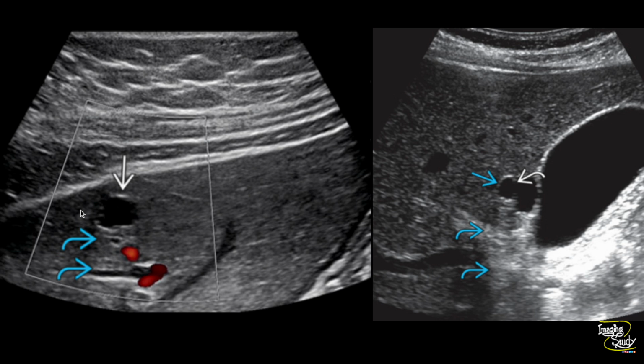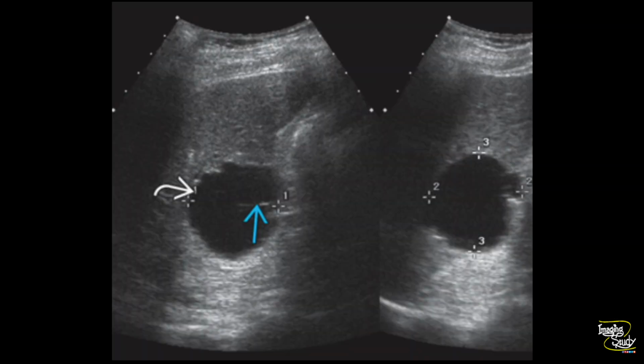Here on the left image, you can see a cystic lesion adjacent to the inferior border of the liver and no internal flow on color Doppler. On the right image, you can see a tiny bilobed anechoic cystic structure with a barely perceptible septation and posterior acoustic enhancement. Here, the transverse and longitudinal ultrasound scan of the liver showing an anechoic cystic structure.